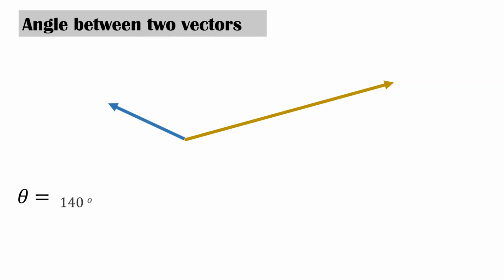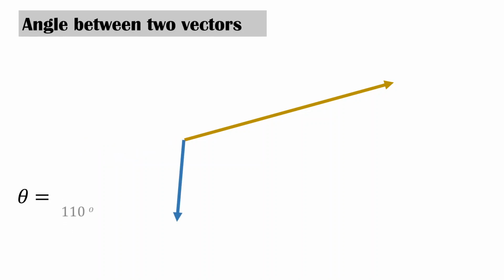So here, let's say your theta is 140 degrees. I will show you what angles you would get between two vectors if I start rotating the blue vector. If we rotate it a little bit like this, you get 160 degrees. Then you rotate it like this, you get 180 degrees. This is a very special case. You can say that the vectors are anti-parallel.